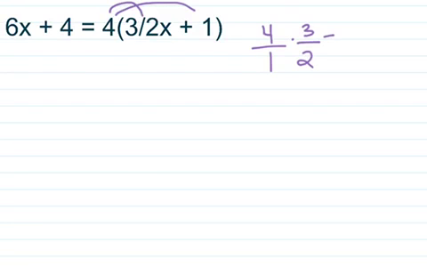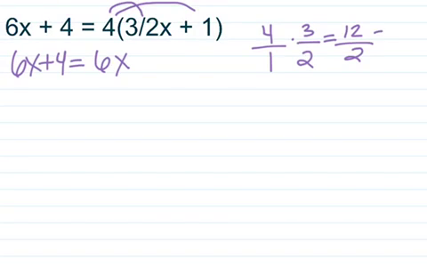It really doesn't matter. In this case, 4 times 3 is 12, 1 times 2 is 2, and then 12 divided by 2 is just 6. So I'm going to rewrite this. 6x plus 4 equals 6x, because remember 12 divided by 2 is 6, and then plus 6. 4 times 1 is just 4. Okay, so pause. Look at your equation right now: 6x plus 4 equals 6x plus 4. You should know your answer already. But if not, let's talk about it.